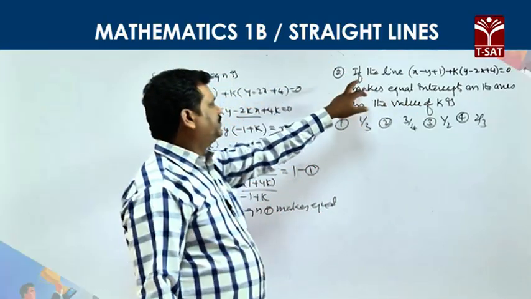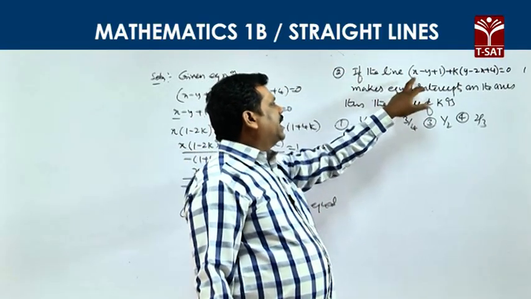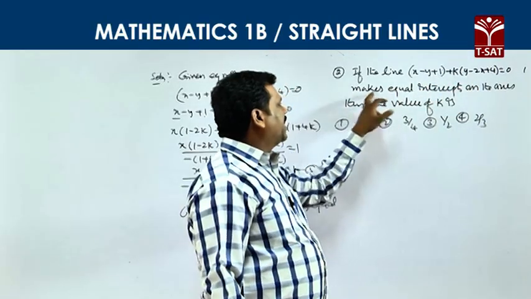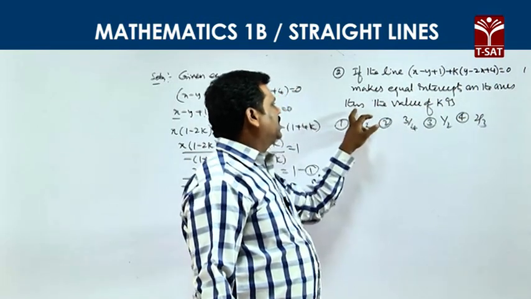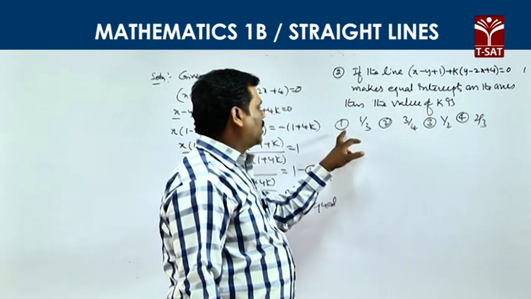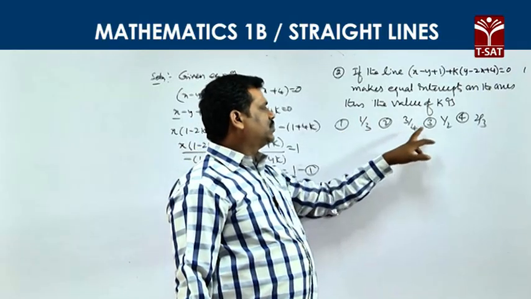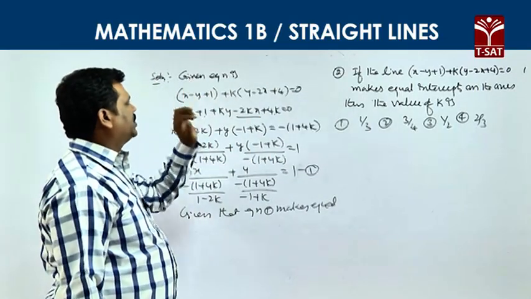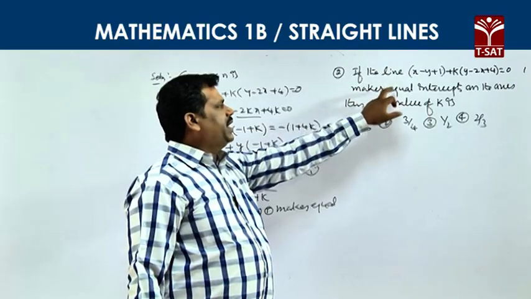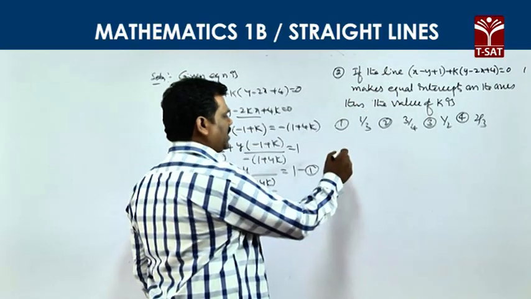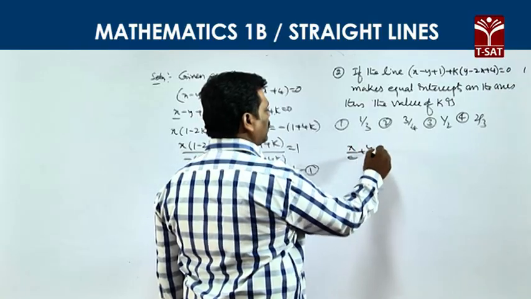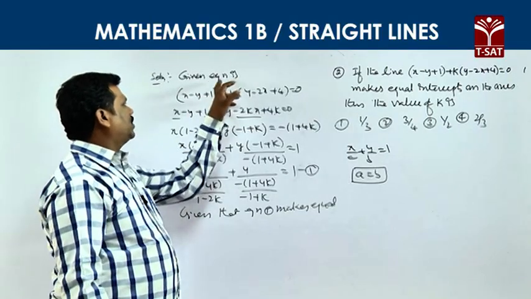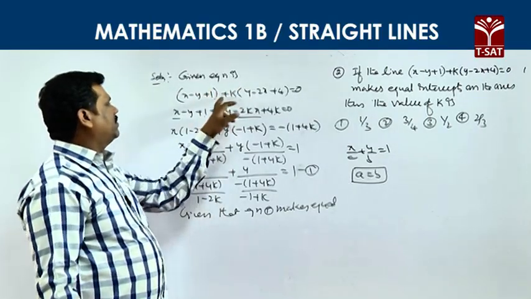Now start the second problem. If the line x minus y plus 1 plus k into y minus 2x plus 4 equal to 0 makes equal intercepts on the axes, then the value of k is. Options given: 1 by 3, second option 3 by 4, third option 1 by 2, and fourth option 2 by 3. This equation makes equal intercepts. The intercept form of a straight line is x by a plus y by b equal to 1. Equal intercepts means a is equal to b.